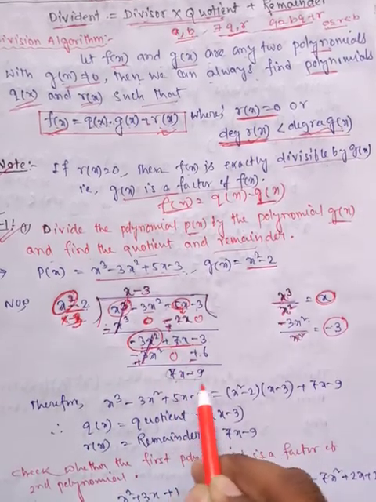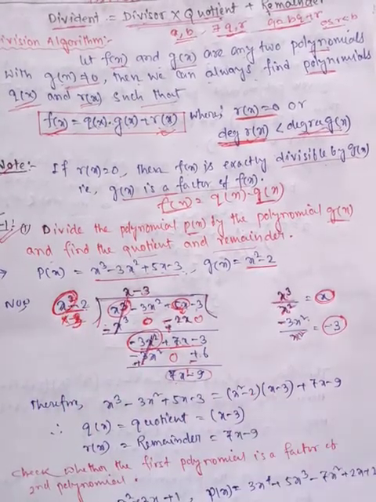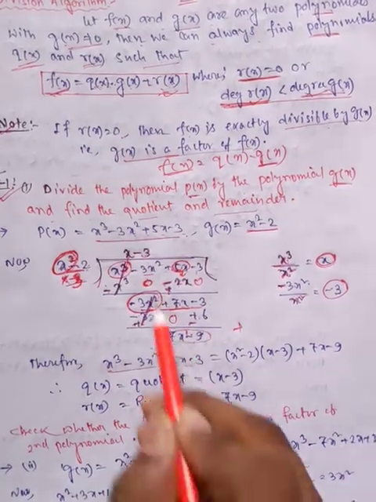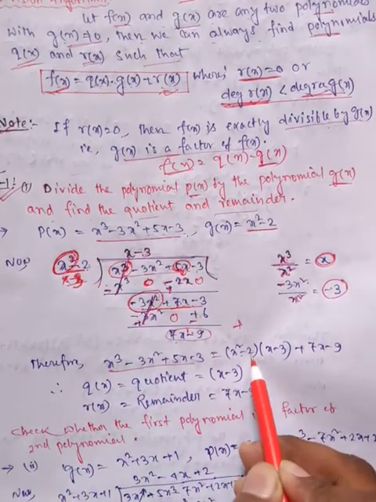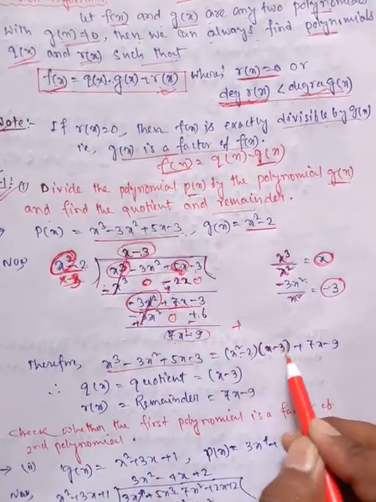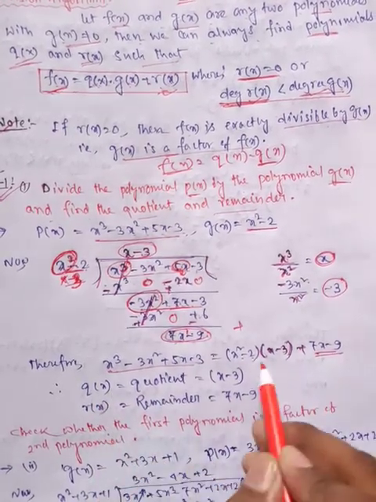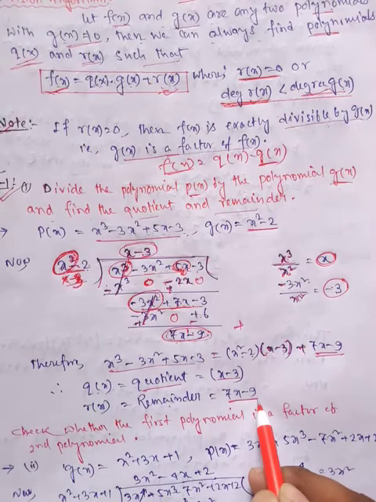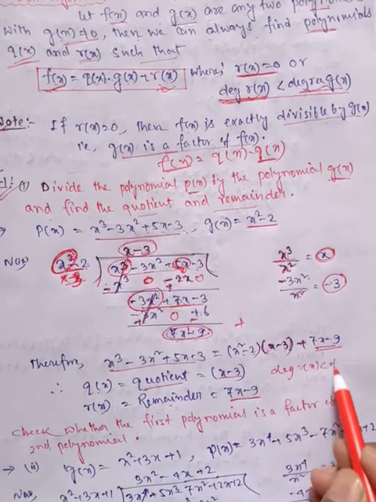Now the degree of this polynomial, you can see, is 1 and it is less than the degree of the divisor, so your process stops. So what can you write? You can write the dividend, that means this polynomial px, equal to divisor x square minus 2, that is gx, times the quotient x minus 3, that is qx, plus the remainder 7x minus 9, that is rx. And you can see the degree of rx is less than the degree of gx.